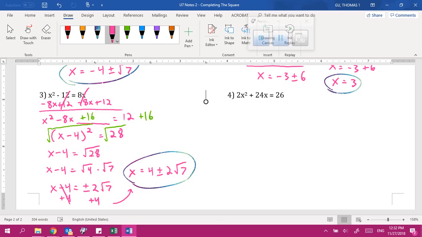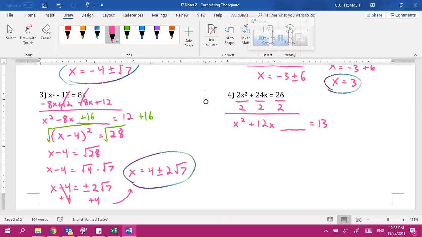Yeah, divide all the terms by 2. We can divide all the terms by 2. And so when I divide all the terms by 2, now what's my new equation? 12? You want to leave that blank, right? Because we're completing the square. Equals? 13. Okay, so now we're going to do the completing the square.